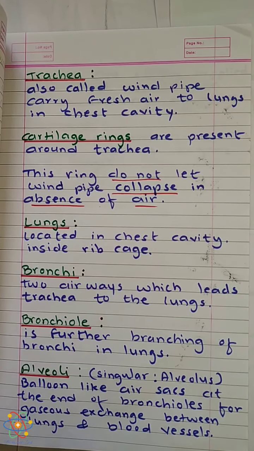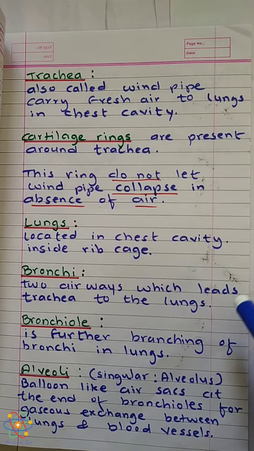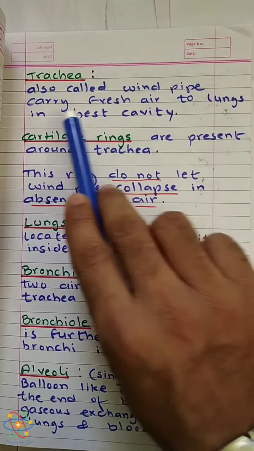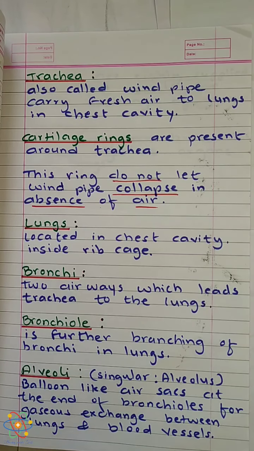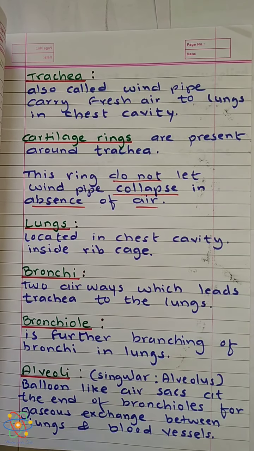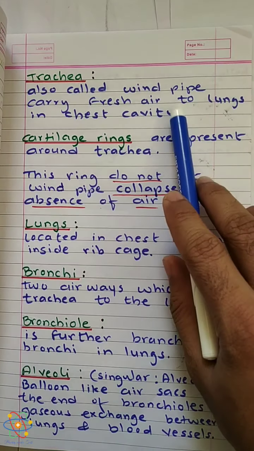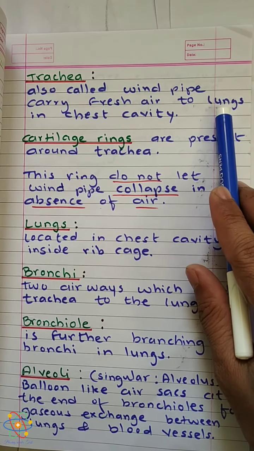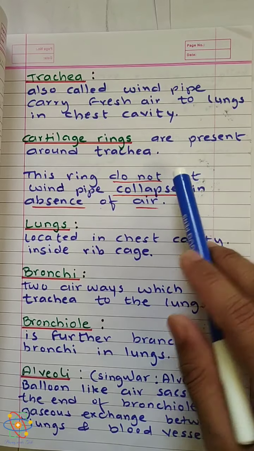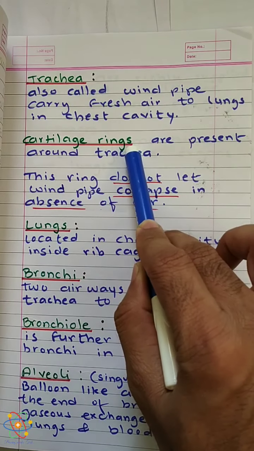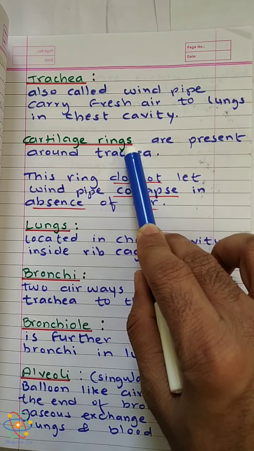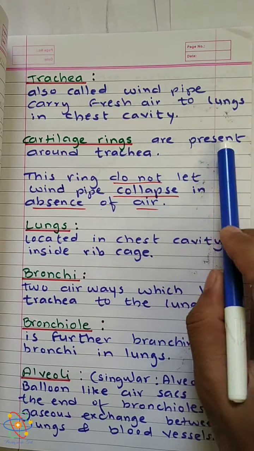Next is the trachea. Trachea is also known as the windpipe. It carries the fresh air to the lungs, which are present in the chest cavity. So after the voice box, the next organ is called the windpipe, or it is also called the trachea. It carries the fresh air to the lungs, and the lungs are present in the chest cavity. This trachea is protected by cartilage rings. These cartilage rings are very important. They are present around the trachea.